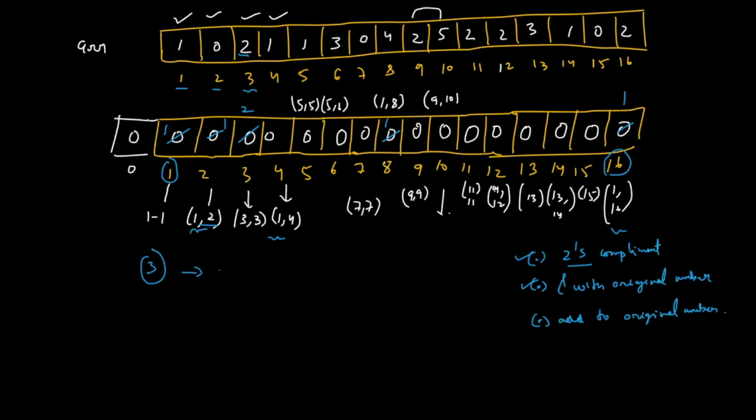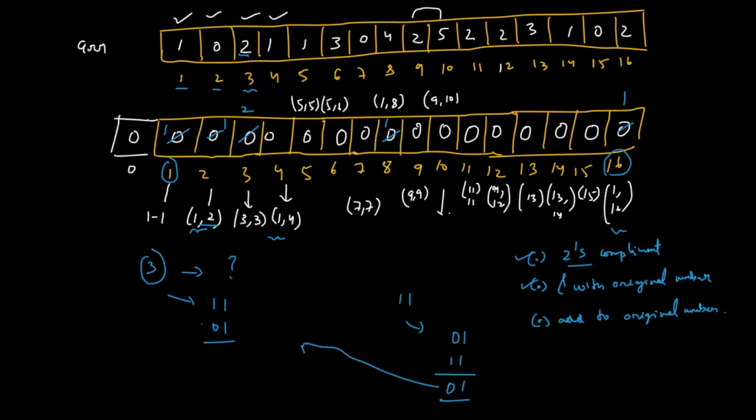So what will be the next of 3? Write 3 in binary, that is 1 1. Write its 2's complement, that will be 0 1. Now let's AND it with the original number. So 1 1 AND will be 1, 0 1 AND will be 0. So you get 0 1. So 3 can be written as 1 1, and 0 1 is the value that is written from here.